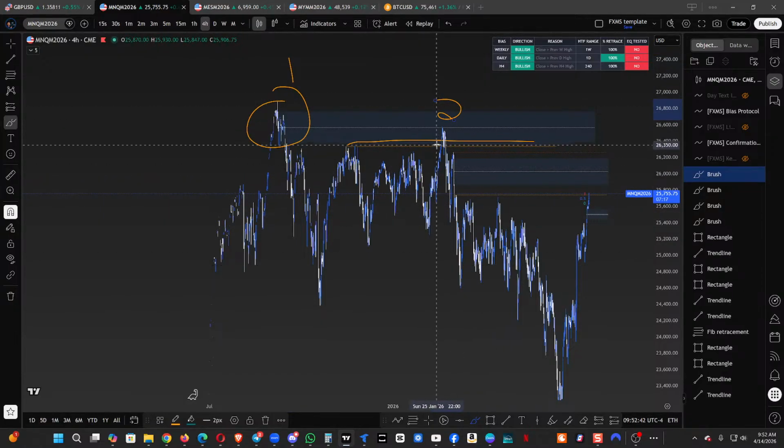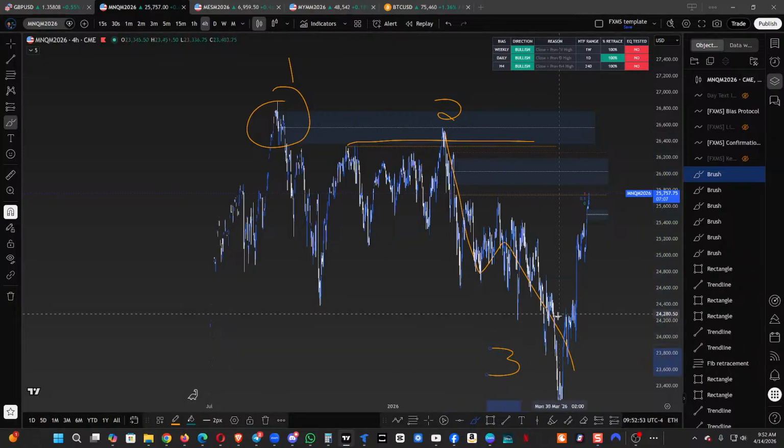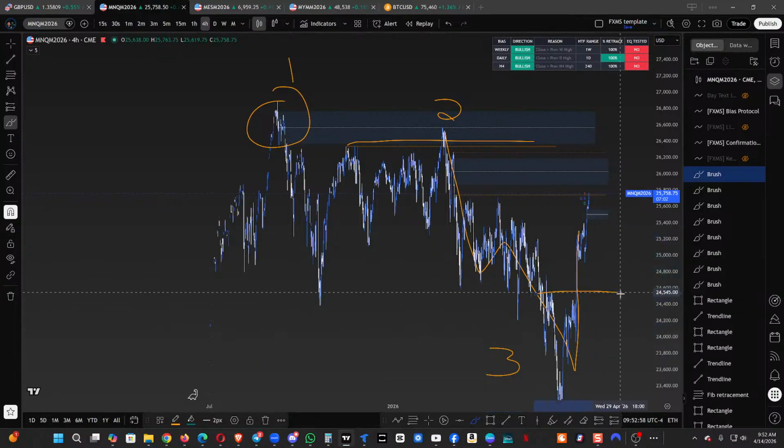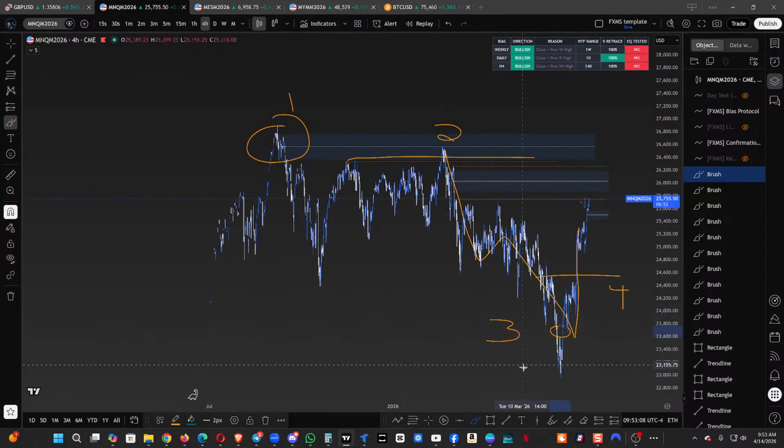Okay, then step 3 is we want to see the displacement, right? Away from this level. Obviously, we got huge displacement away from this level. Okay, so that's step 3. Step 4 is we want to see our change of character, right? Which is right here. Boom. Or inversion. Right here. And then step 5, which is optional, is we want to see some sort of divergence, right? Which I don't think we got from any of these lows here. But that's optional, okay? And then once that happens, what do we have? We have our model, right?